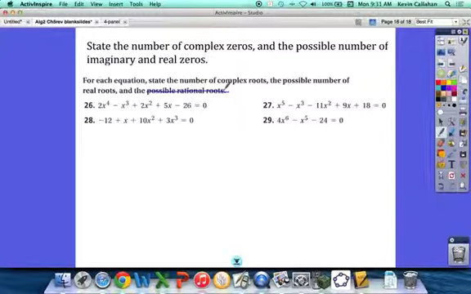So this first one has a degree of 4. So how many complex zeros? 4, right? It's whatever is the degree, that's how many complex zeros. Right? So number of complex zeros is 4. Now, what do we know about the number of imaginary solutions? There's one key fact about imaginary solutions.